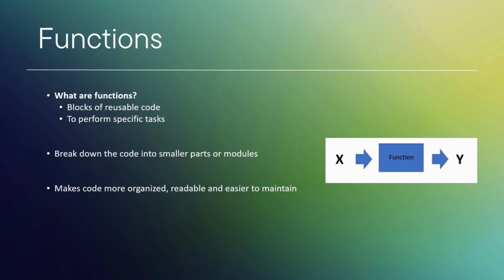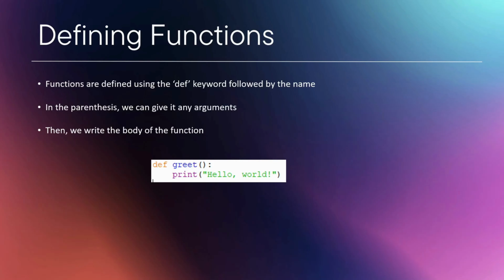That's all. So moving on, this is how we define functions. Functions are defined using the def keyword in Python, and after that we write the name of the function. These are obviously custom functions that we define ourselves. We can write whatever code we want in the function. In the parentheses, we can give it any arguments or parameters, and then we write the body of the function.